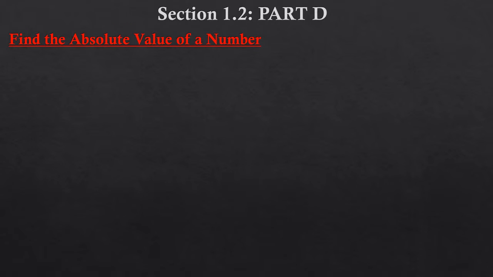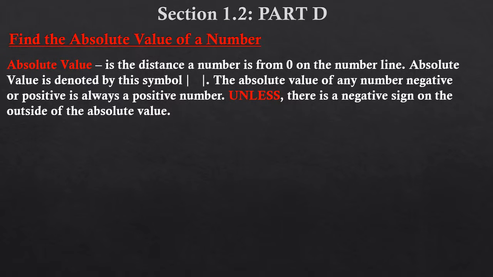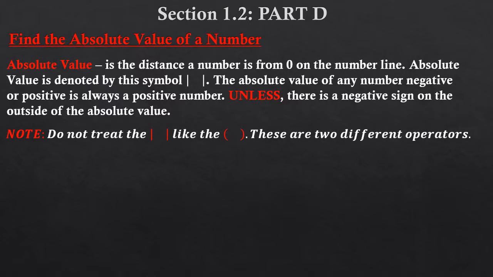Find the absolute value of a number. By definition, the absolute value is the distance a number is from zero on the number line. The absolute value is denoted by the symbol of two vertical bars, bars that go straight up and down. The absolute value of any number, negative or positive, is always positive unless there's a negative sign on the outside of the absolute value. Please remember this note, that's very important. Note: do not treat the absolute value bars like parentheses. These are two different operators.